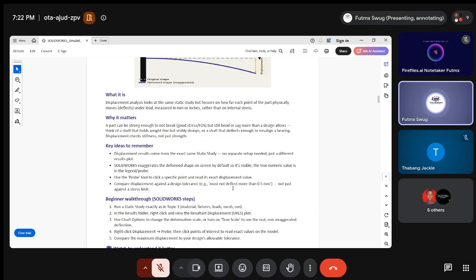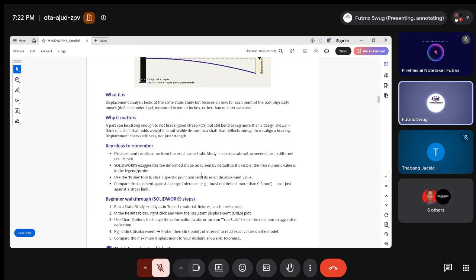After creating your static study, you can now generate a plot for your displacement analysis. That plot is what tells you the level of displacement that that particular structure has undergone under that particular load. So that's what you need to remember about displacement analysis.